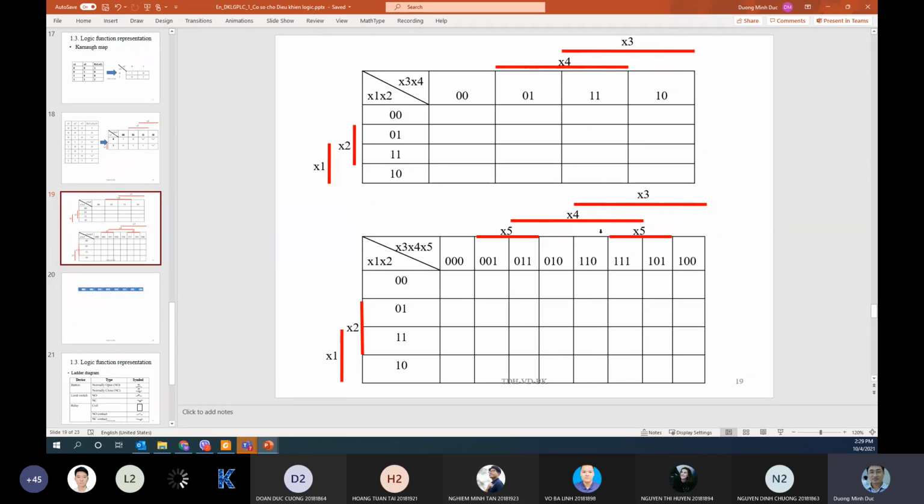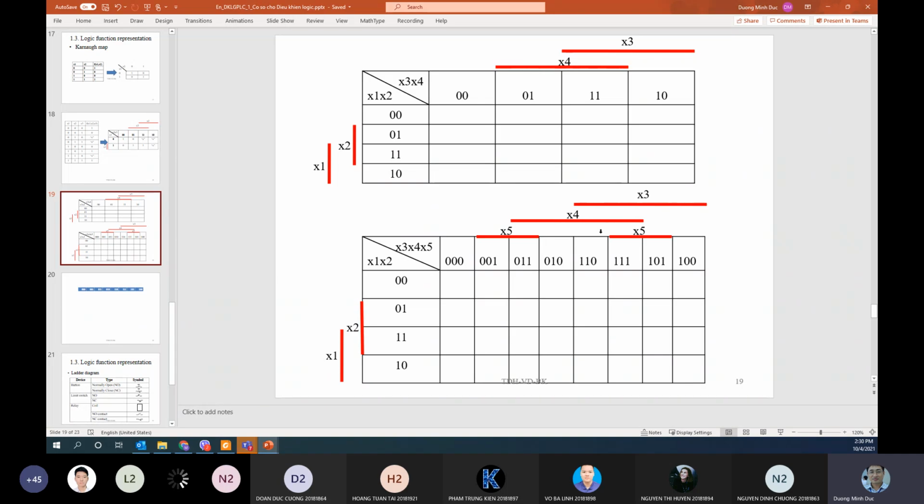At the scale of more than 5 variables, what should we do with the Karnaugh map? To tell the truth, people will not use the Karnaugh map for more than 5 variables. It's not convenient anymore. So usually the Karnaugh map is just for up to 5 variables, not for 6 variables. It's a limitation of the Karnaugh map.